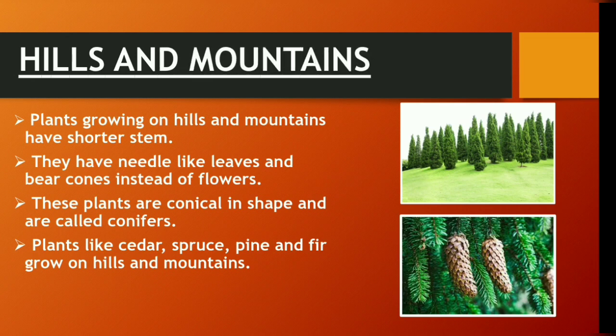Plants growing on hills and mountains have shorter stems. They have needle-like leaves and bear cones instead of flowers. As you can see in the second picture, cones instead of flowers. The plants which grow on mountains have cones and shorter stems, and the shape of the plant is conical, and that's why they are known as conifers. Just like you have seen the Christmas tree, the shape of a Christmas tree is of a cone, so that's why the plants which grow on hills and mountains are known as conifers. Examples are given. Plants like cedar, spruce, pine and fir grow on hills and mountains.